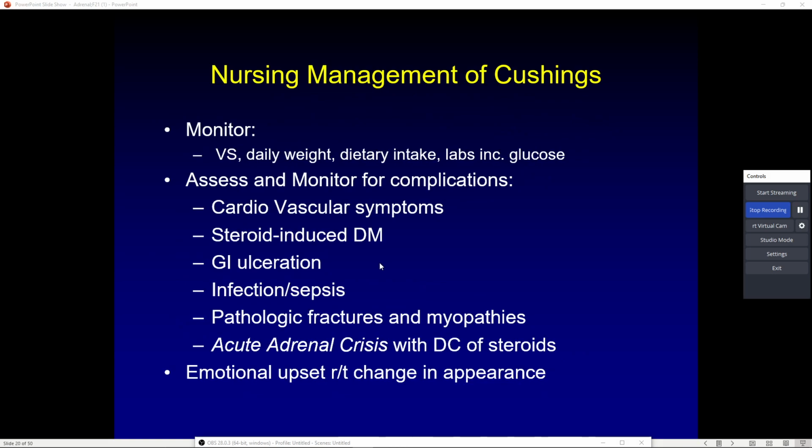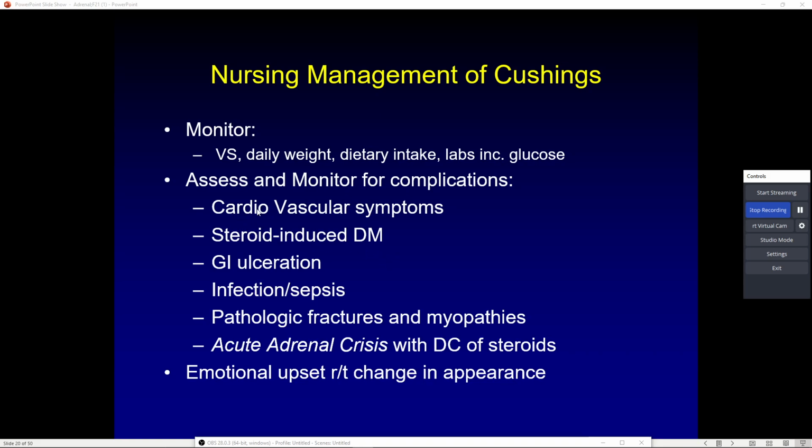So what are we going to do with Cushing's? We're going to monitor vital signs, daily weight, dietary intake, labs, and especially glucose and A1C. We're going to assess for increased levels of ACTH. We're going to look for cardiovascular symptoms, steroid-induced diabetes. We're going to look for hypertension.